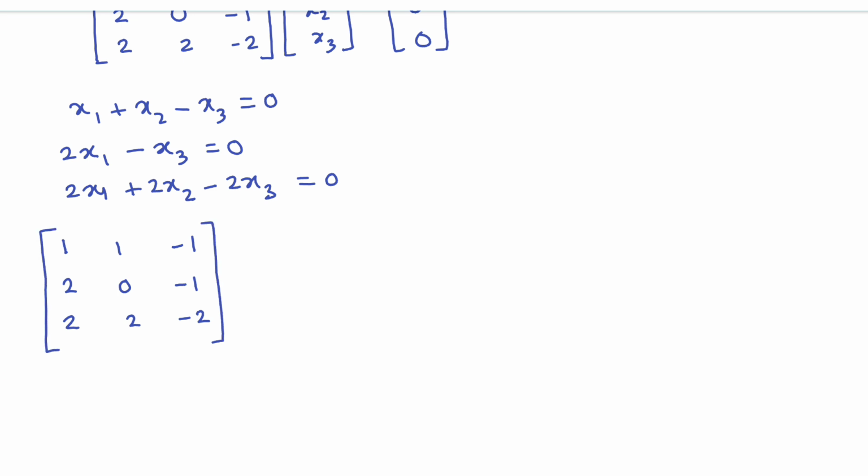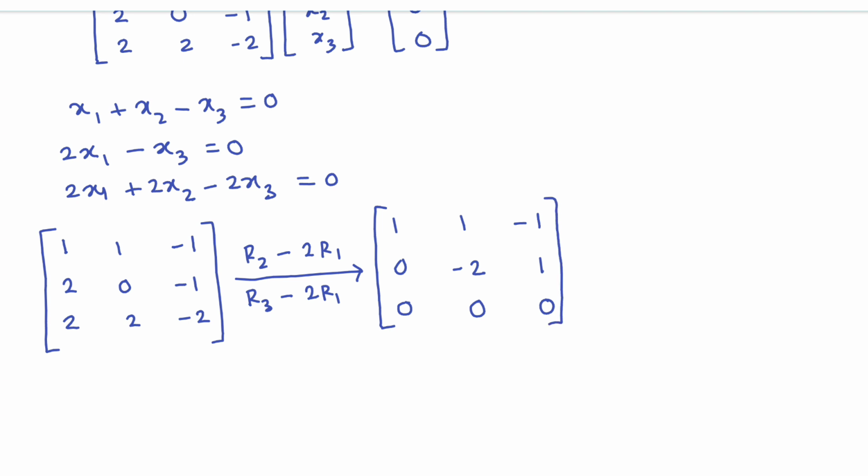Next step, we have to convert this system of equations into row echelon form. So R2 minus 2R1 and R3 minus 2R1. Okay, so this will be 1 1 minus 1, and 0, this will be minus 2, and this is 1, and this is 0 0 0.